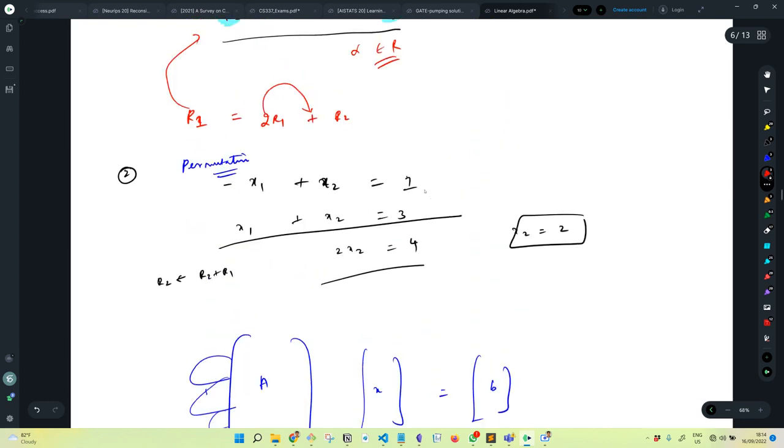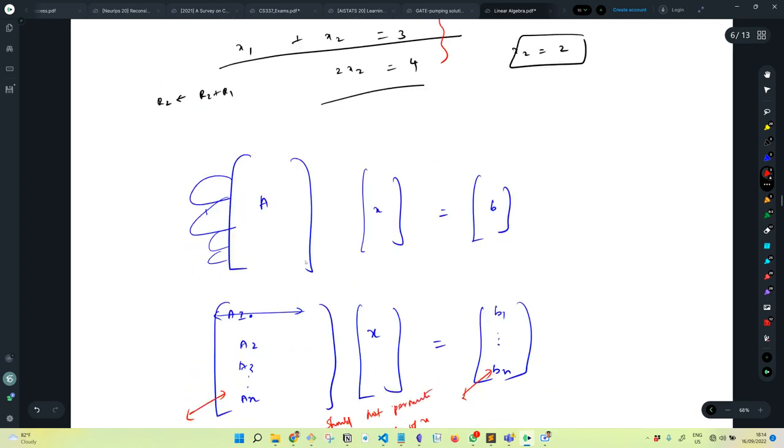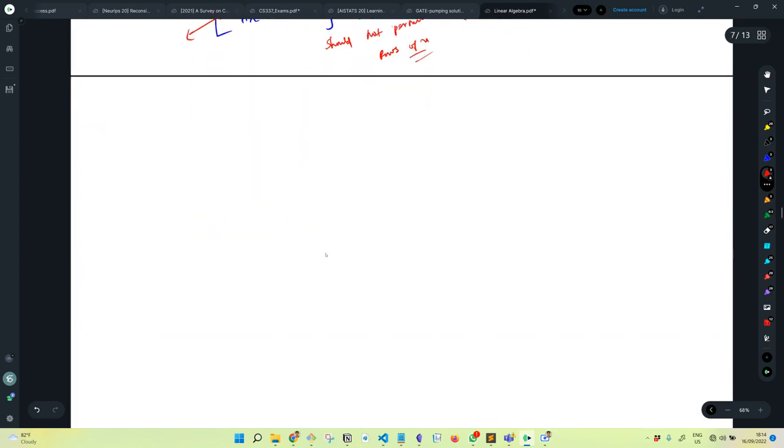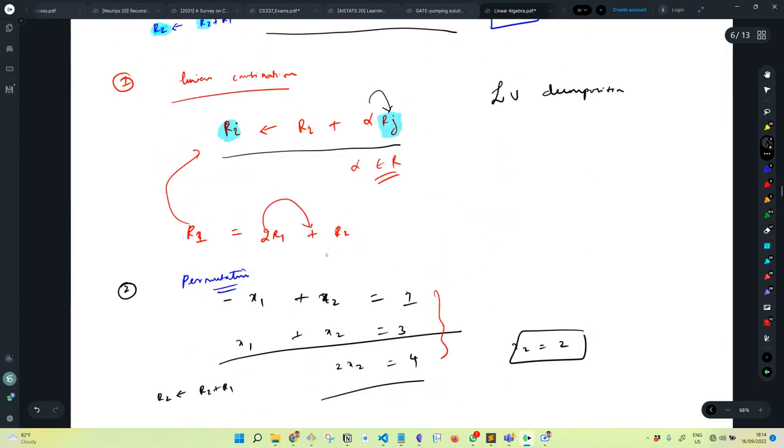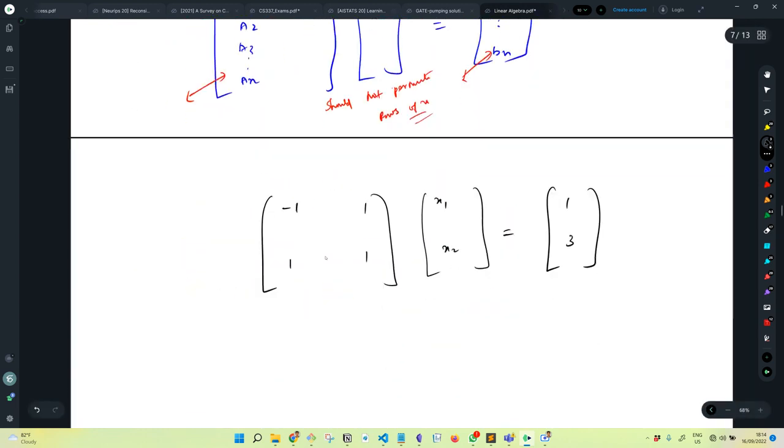Okay, so let me give you the answer. For example, if you take this system of equations that I have given you here, this is the matrix representation of the system. You can write it as [-1, 1; 1, 1] times [x1, x2] equals [1, 3]. B is 1, 3.